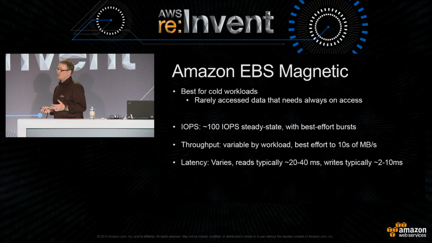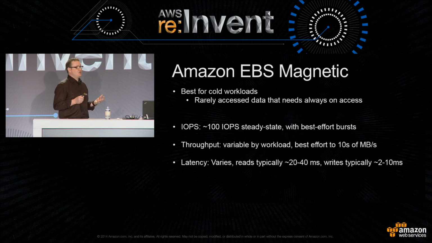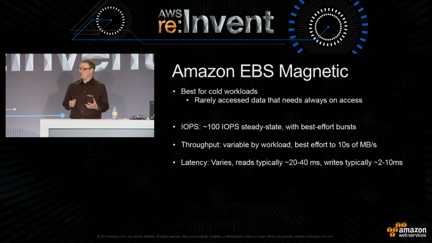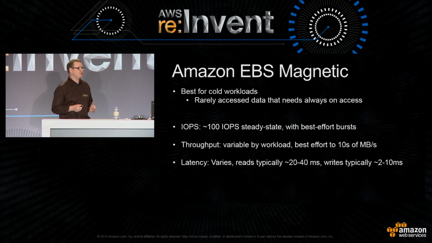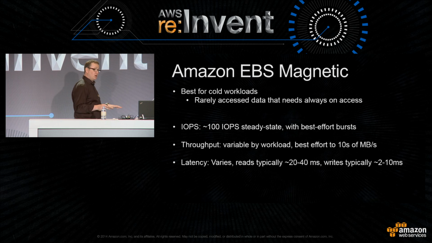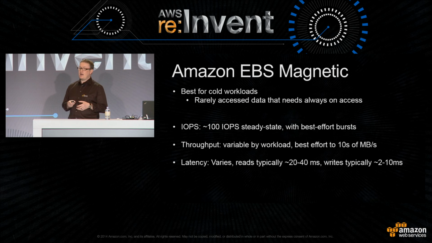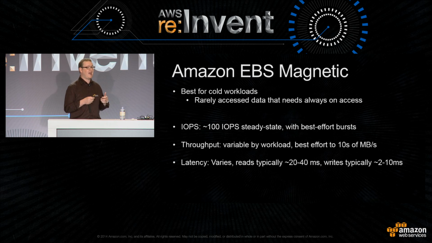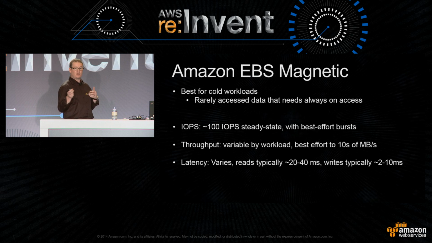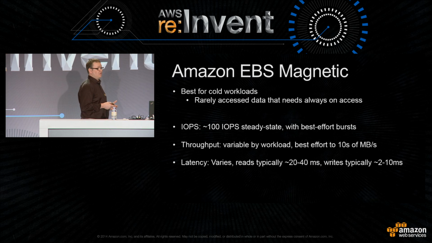EBS magnetic, or standard as we used to call it. EBS magnetic should really be seen as nearline storage within the architecture today. If you've got cold workloads, you need a file system that must be there no matter what, but you rarely access it. That's where EBS magnetic is going to come into play. If you have an application that must save something onto block store, but you cannot architect it to be redundant across ephemeral or something like that, EBS magnetic is going to be the solution for that.